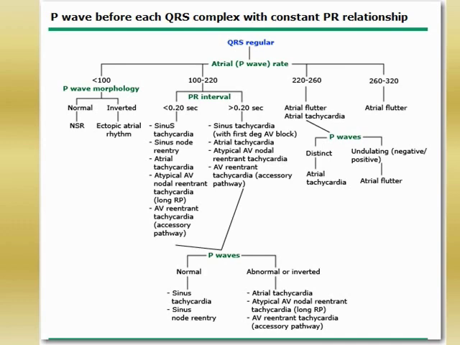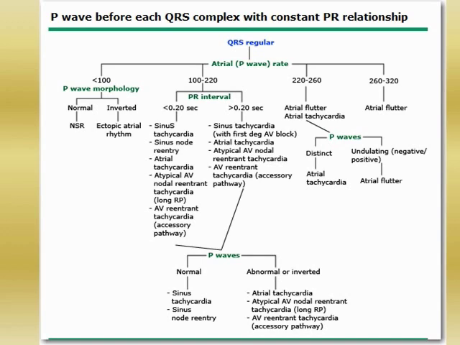Heart rate between 100 and 220 and the PR interval is less than 0.2 seconds, that is not prolonged. It may be sinus tachycardia, sinus node re-entry, atrial tachycardia, atypical AV node re-entrant tachycardia, that is long RP, then AV re-entrant tachycardia, accessory pathway. 100 to 220 heart rate with the PR interval long, that is more than 0.2 second. It can be sinus tachycardia with first degree AV block, atrial tachycardia, atypical AV nodal re-entrant tachycardia, AV re-entrant tachycardia, accessory pathway.